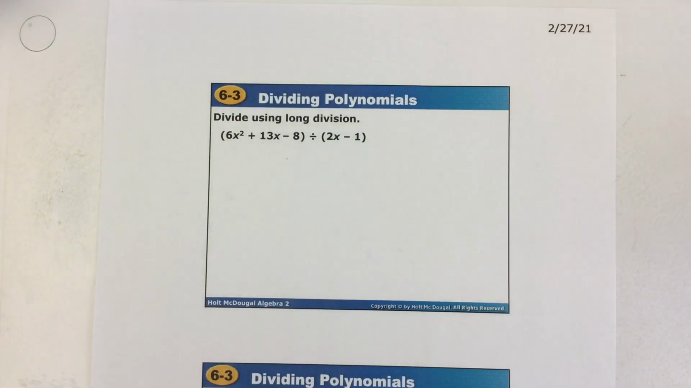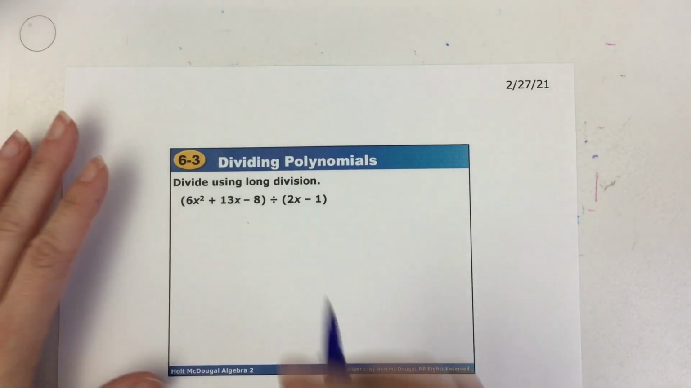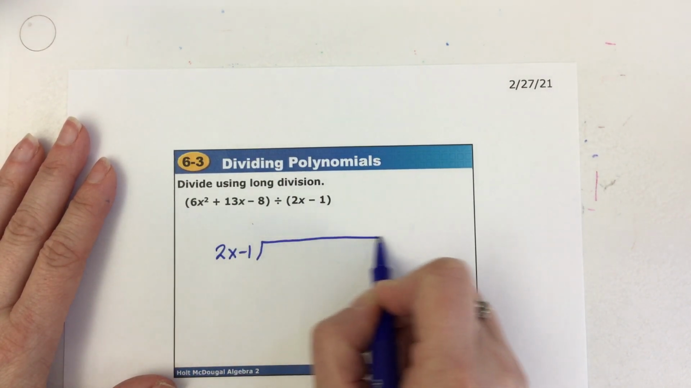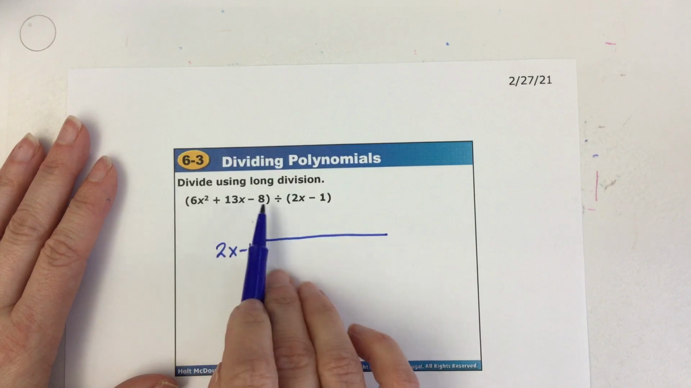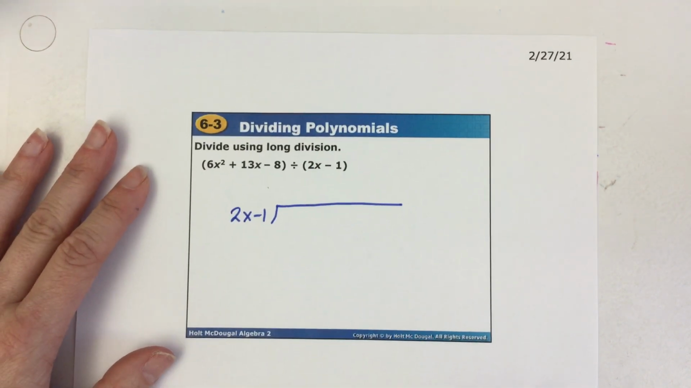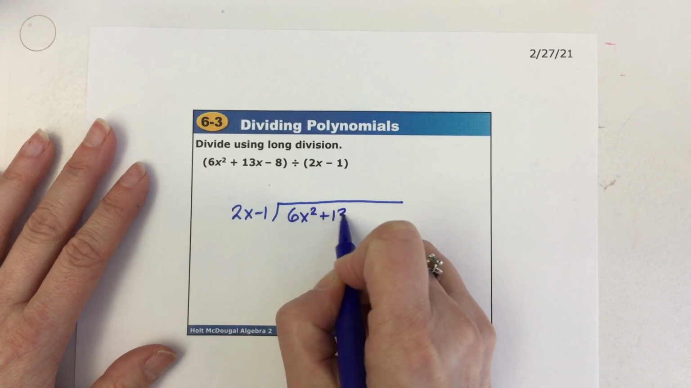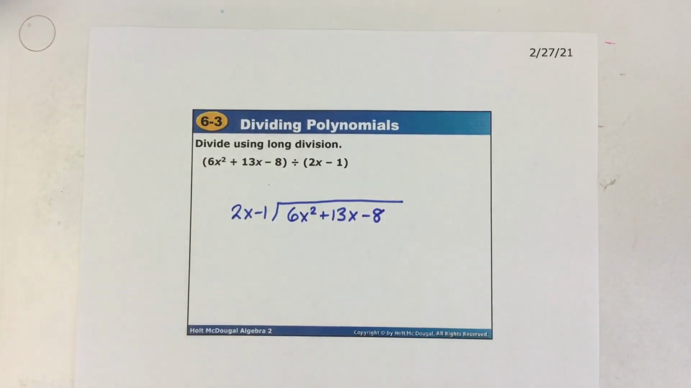Okay, hopefully it's starting to seem a little bit easier. We're going to look at two more, okay? Whatever you're dividing by, so in this case, 2x minus 1, that's what goes on the outside. 2x's, 1x's, no x's. It's in the right order. I do not have to add in any zeros. 6x squared plus 13x minus 8.